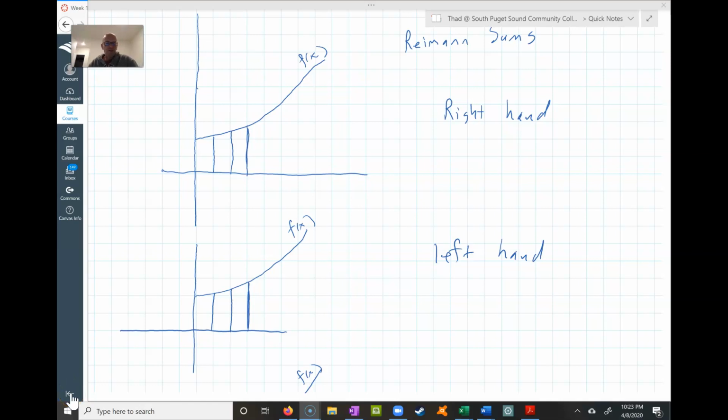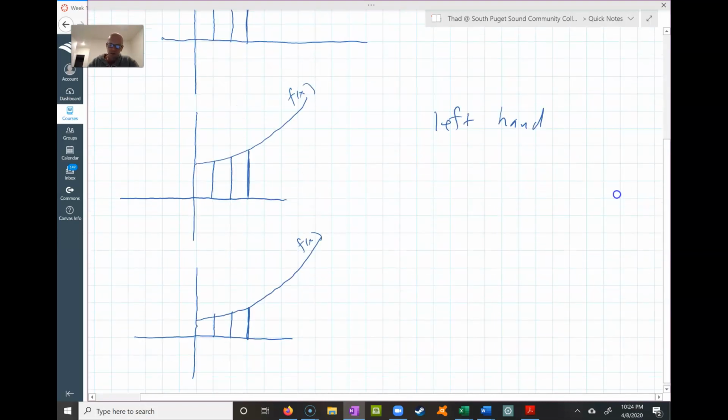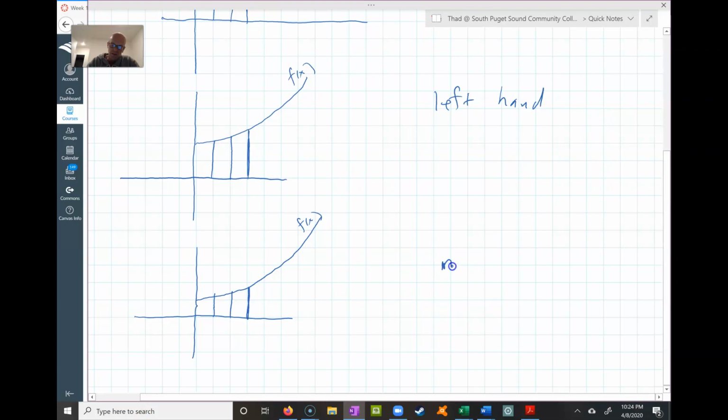So this is a quick video that follows up on the area under the curve, velocity curve, just talking about Riemann sums in general. There are really three types of Riemann sums that we're going to get to know right away in this class, and that's the right-hand Riemann sum, the left-hand Riemann sum, and the midpoint Riemann sum.